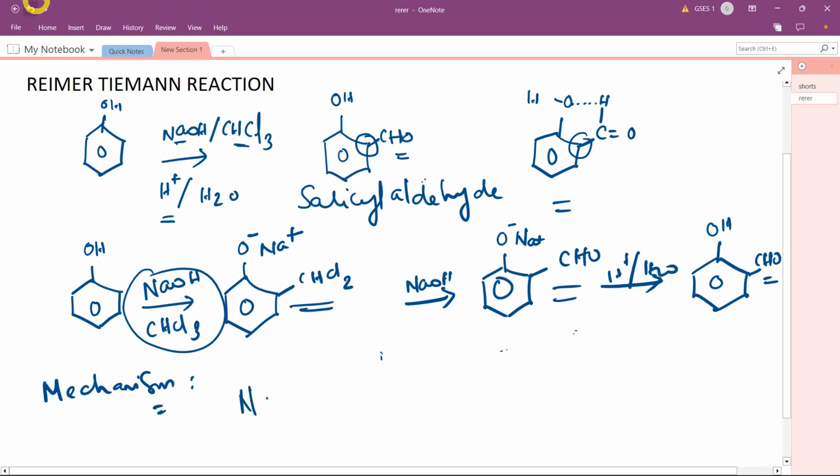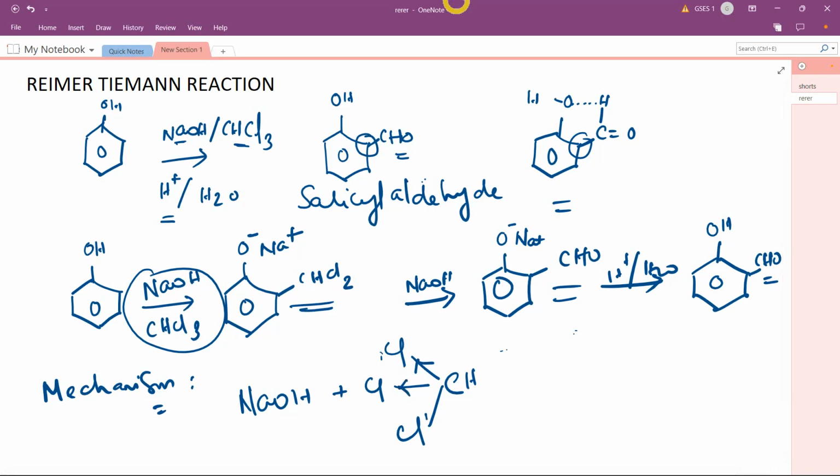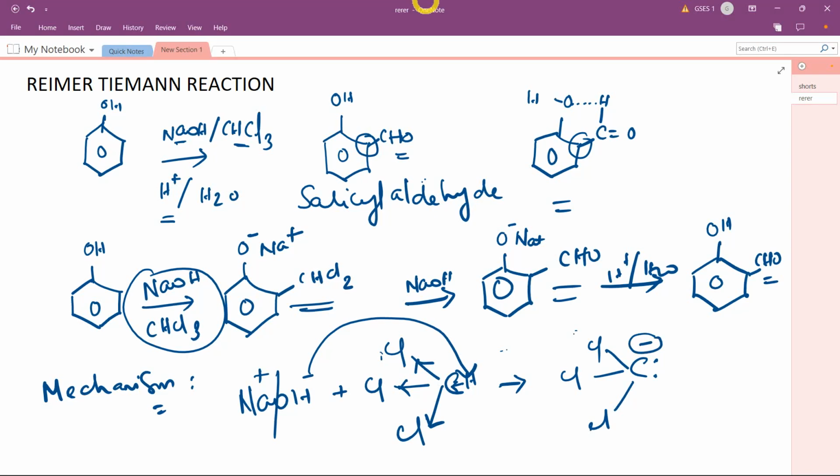NaOH is a base, you know, NaOH plus CHCl3. You know that chlorine, being highly electronegative, pulls electrons towards itself, and that's why the carbon is also pulling the electrons towards itself. Got it? The role of NaOH is to provide OH minus ion. This OH minus ion abstracts this hydrogen, leaving the electrons to the carbon atom itself. That gives rise to CCl3, and the carbon has the electrons from the carbon-hydrogen bond, so it acquires a negative charge, plus H2O.